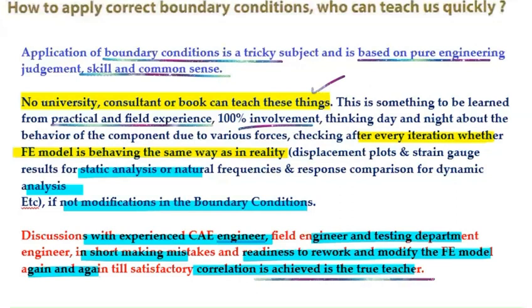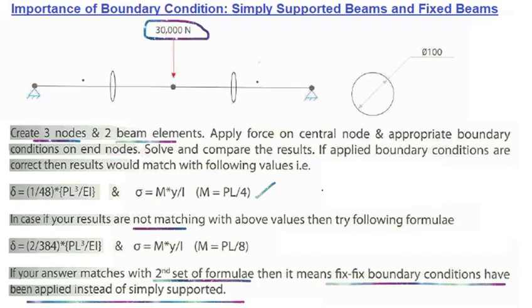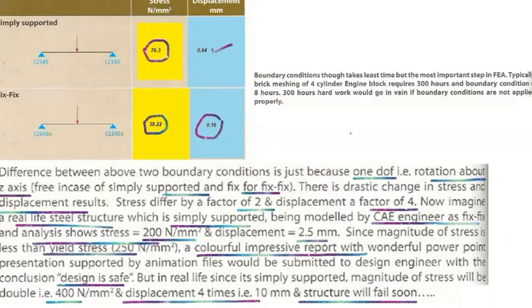So experience is the true teacher, as well as common sense. We need to reflect reality, especially for the boundary conditions. You can understand the importance of boundary conditions. In reality, if it is simply supported, but in analysis we consider it as a fixed one, then the analysis will show only 200 as the stress, but in reality it will be 400 bending stress. 400 is more than the yield value of 250, so it would fail in reality, but in analysis it will also pass. So we need to reflect the boundary condition.